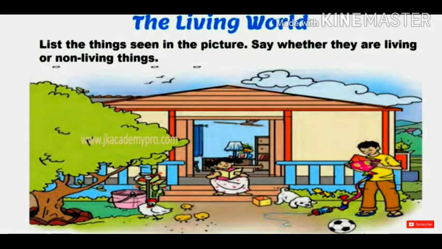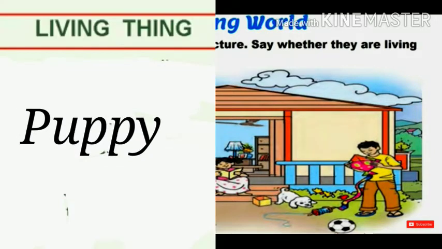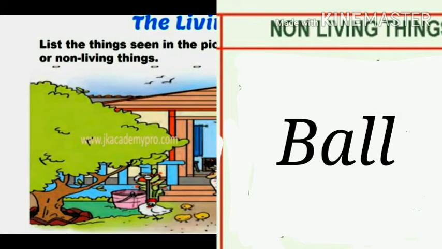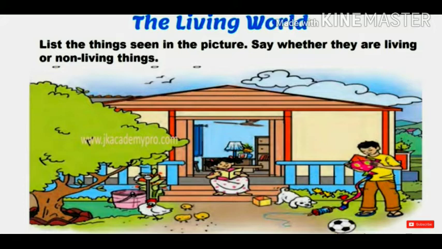For example, in the picture we can see a puppy and a ball. So from this, puppy is a living thing and ball is a non-living thing. Okay. Now, what do you notice from this? Or what are the similarities or differences between the two things?